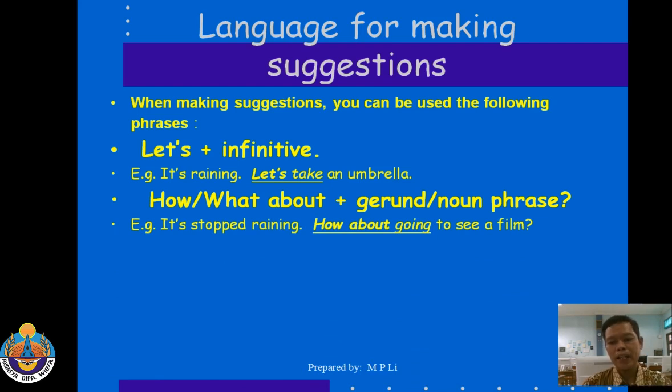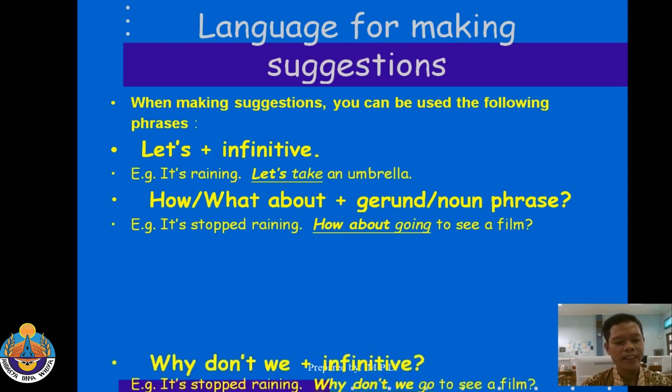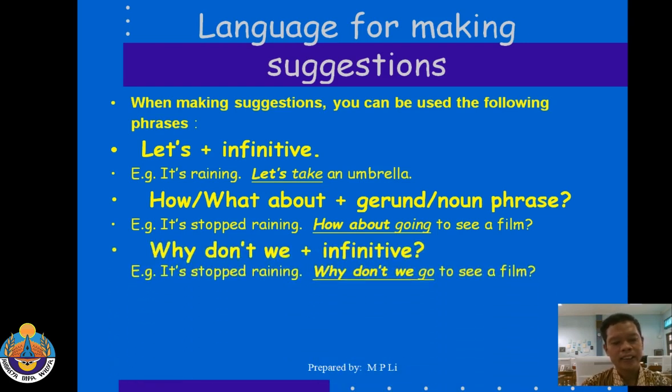If you use let's, you use the first verb, that is take, and if you use how about or what about, you use verb ing. So it's to be going. Third, you may use why don't we, then followed by infinitive. For example, it stopped raining. Why don't we go to see a film?